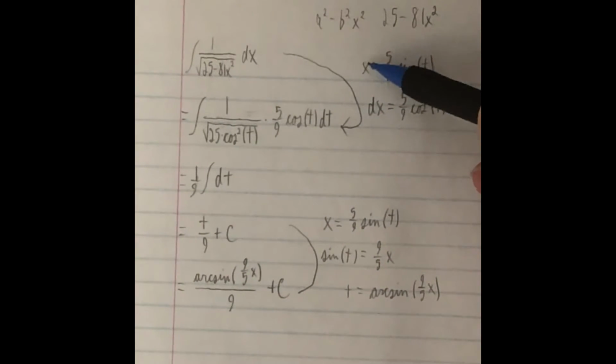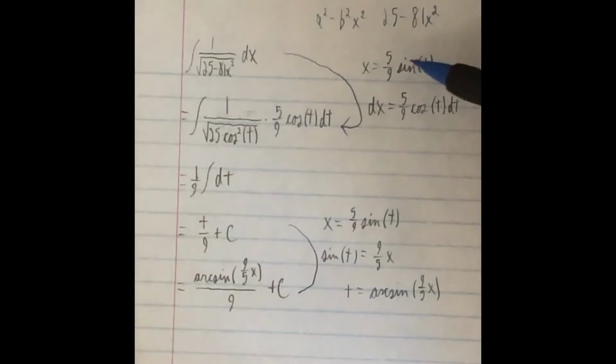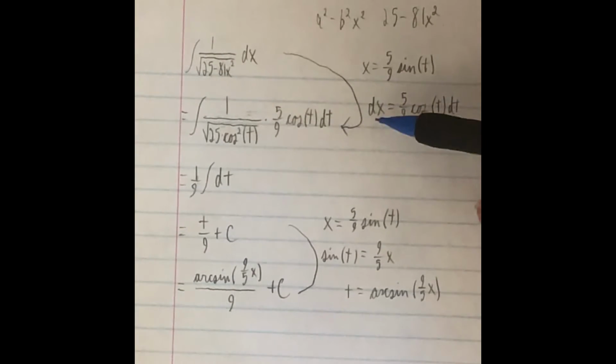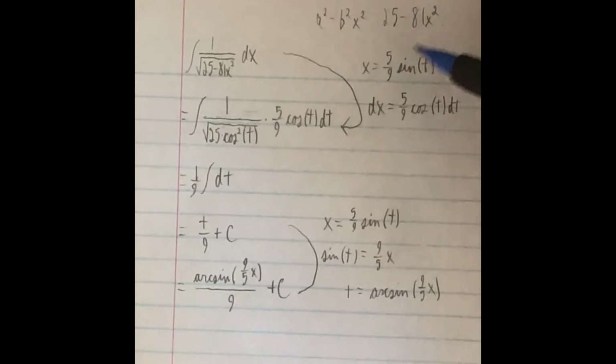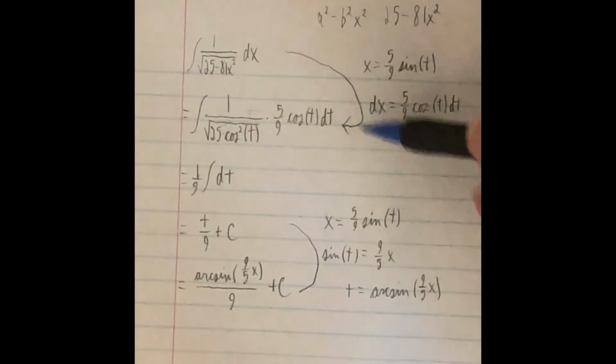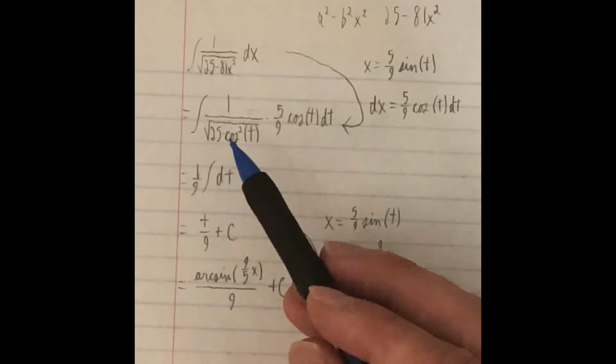we know that in this case we have to substitute x is equal to a over b sine of t. And in this case, a is the square root of 25, so 5, and b is the square root of 81, so 9. And that leaves us with dx over dt is equal to 5 over 9 cos of t, so dx is going to be 5 over 9 cos of t times dt. And now we can substitute all of this in this equation.